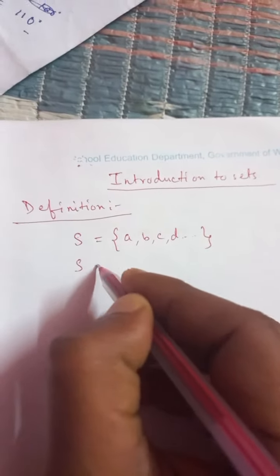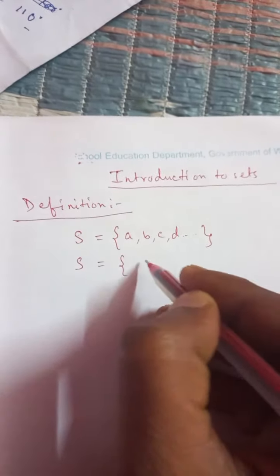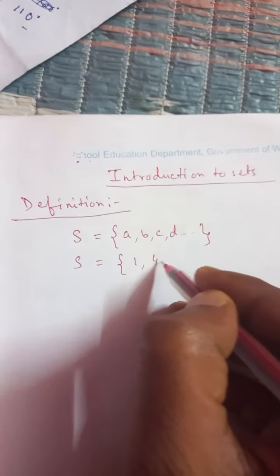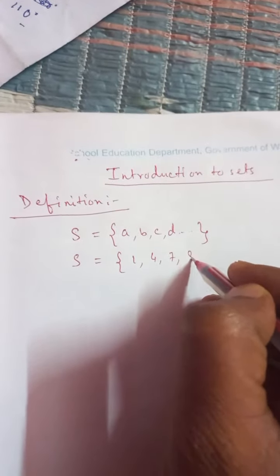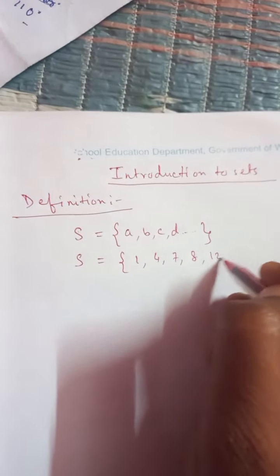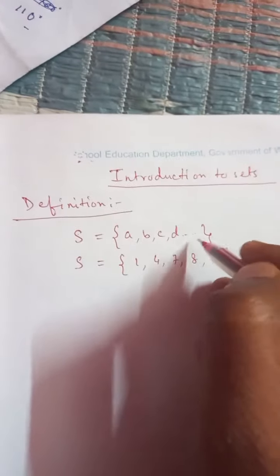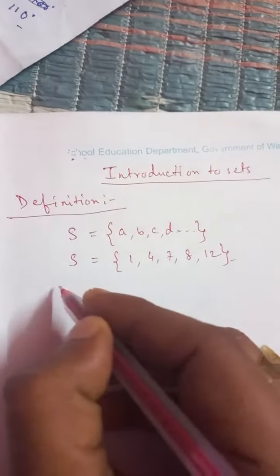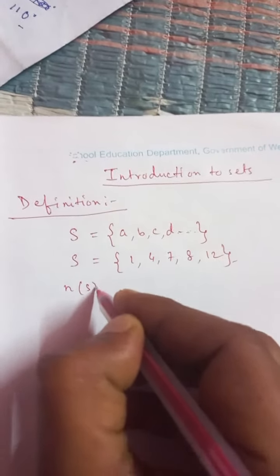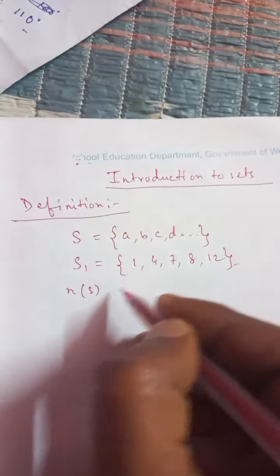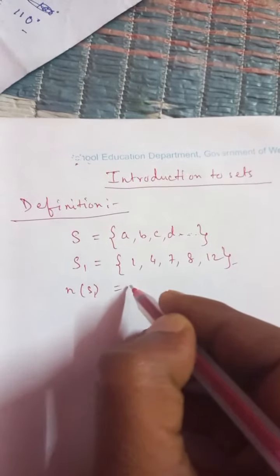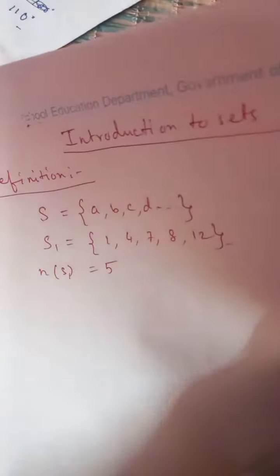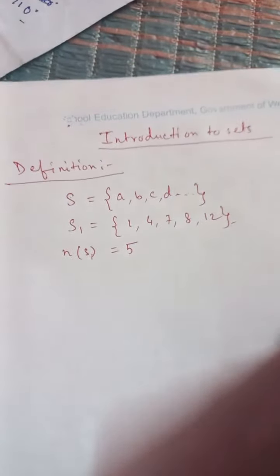A finite set can be done this way by taking natural numbers like 1, 4, 7, 8, 12, this way. This is an infinite set, this is a finite set. So the number of elements in this set S1 is just 5. So in this way the set can be defined.